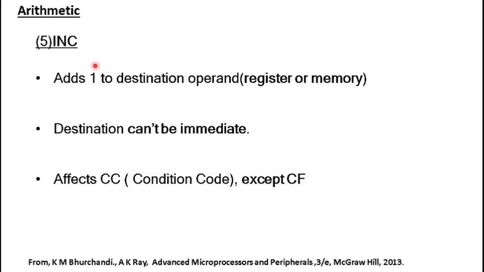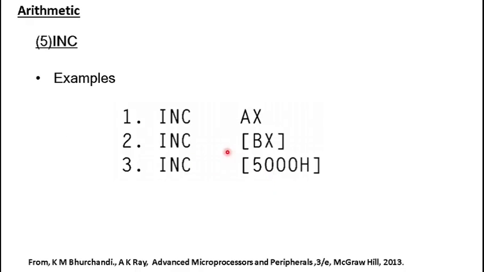Now the next instruction is increment. Increment takes only a single operand, and that single operand is a register or memory. This operand is the destination, and to this operand 1 is added. So that's how increment acts. The destination can't be immediate, it can be only register or memory, and it affects the condition code flags except the carry flag.